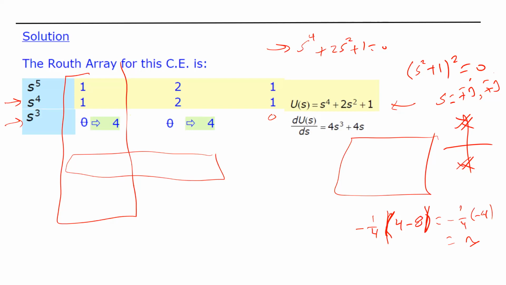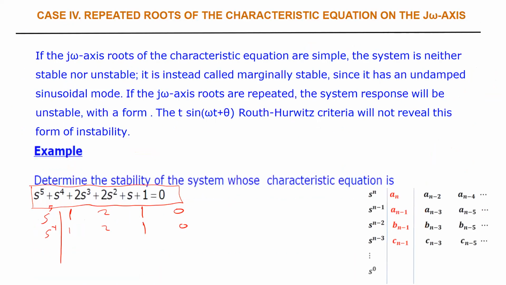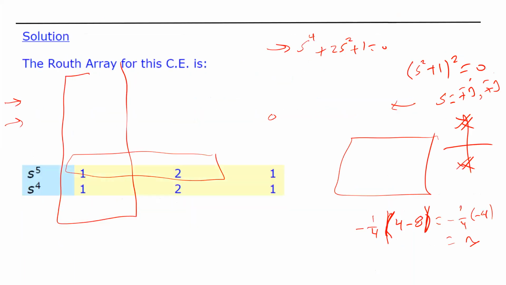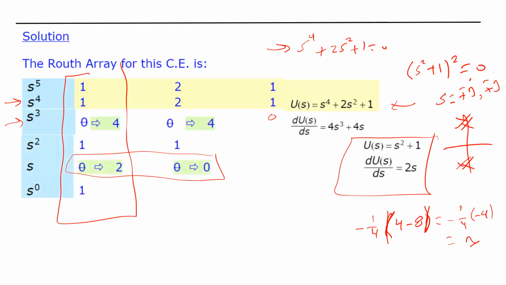So if we have repeated poles, look, this is where the term t will come, for the repeated. If it is simple, it means only one pole, only j omega, you will have only the sine or the cosine, which is undamped, which is marginally stable. Exactly. Any questions about it?